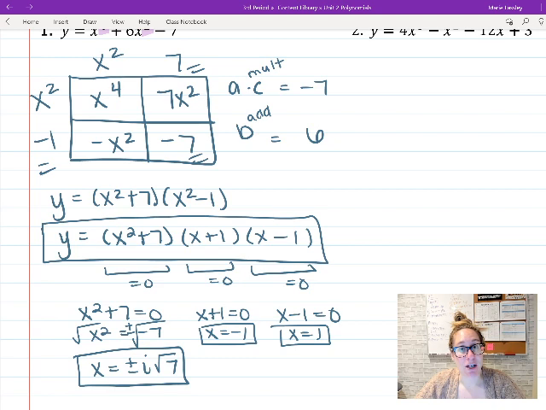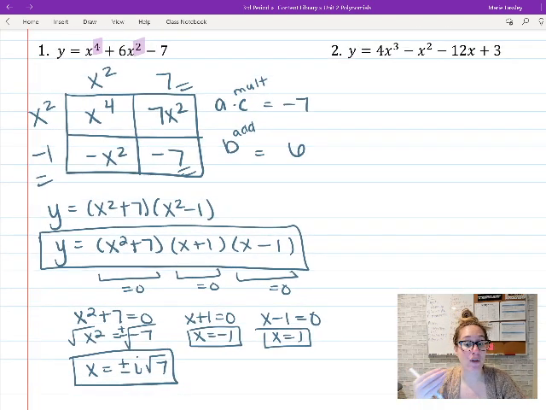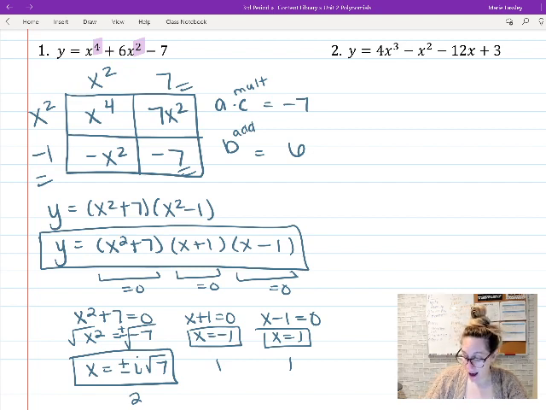Now, a quick trick to make sure you have everything. Remember, the degree of your polynomial is telling you how many zeros your function has. So my degree for this polynomial is 4. So I want to make sure that I have 4 intercepts in my answer. The first one, plus or minus i root 7, counts as 2 because it's plus and minus. So that's 2 zeros. This is 1, and then this is 1. That is a total of 4. So I have all of my zeros. I'm good. Hopefully that felt okay.